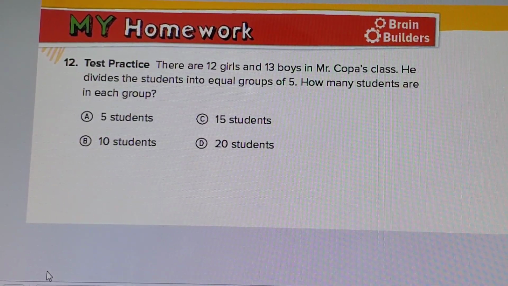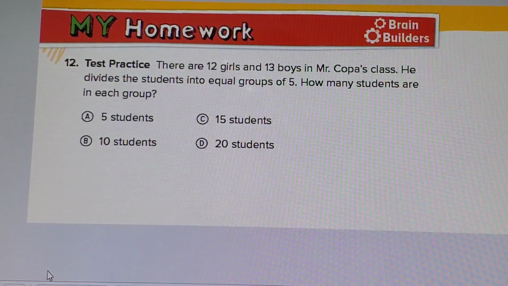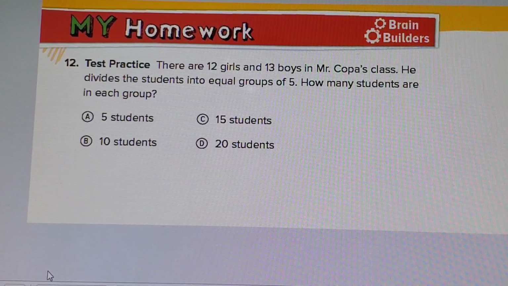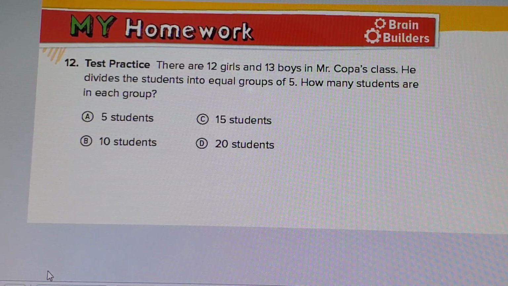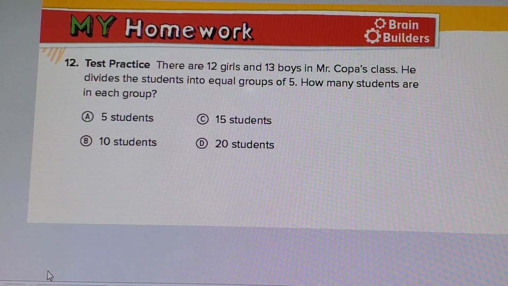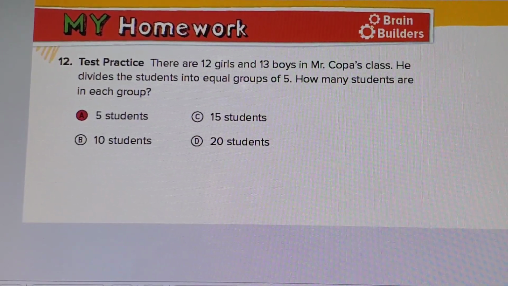My homework number 12, test practice. There are 12 girls and 13 boys in Mr. Kappa's class. He divides the students into equal groups of 5. How many students are in each group? Well, first you have to find out how many students he has altogether, which would be 12 plus 13 equals 25 students. He's going to divide 25 into 5 equal groups of 5. So 25 divided by 5 would equal 5 students in each group.